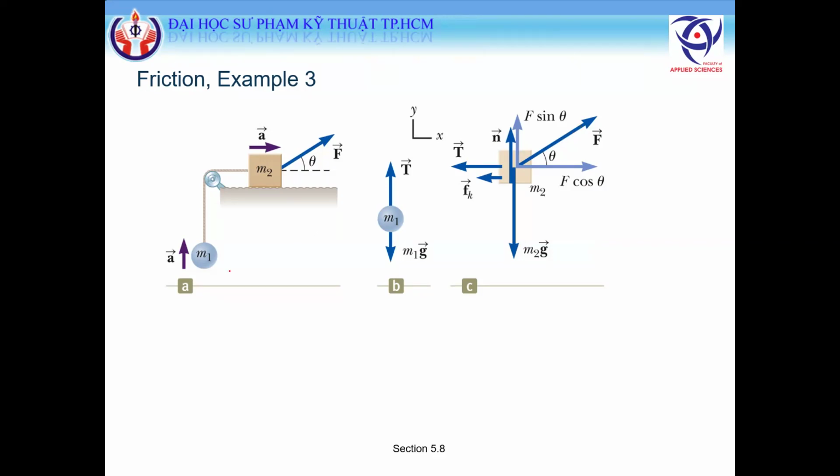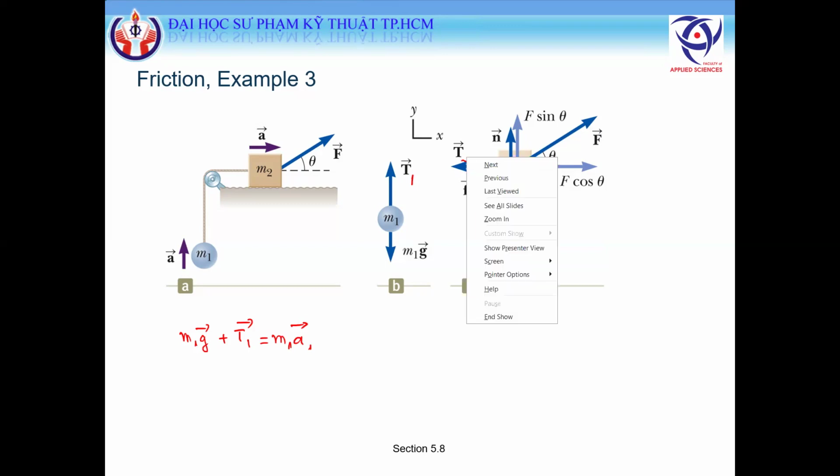For M1 it is easy. So let's write the equation for all 5 forces here and the forces for M1. I write here M1 g plus, let's say T, call it T1. So I have T1 equal to M1 A1. Very easy. I call this one T2, right?